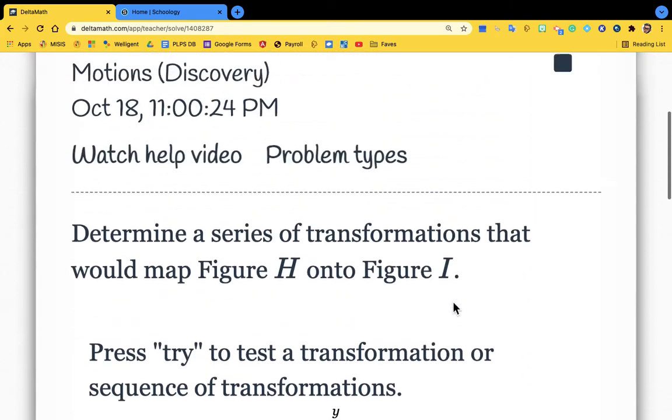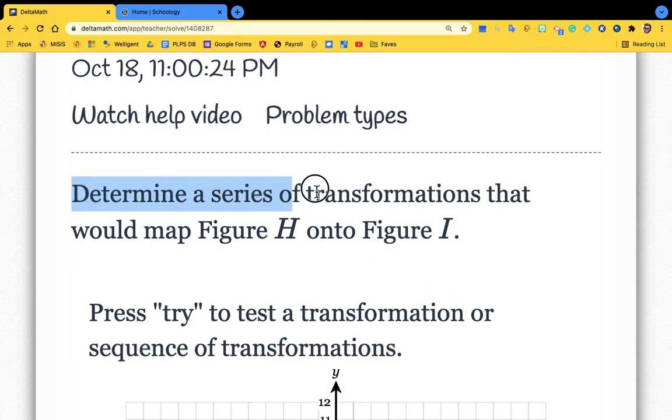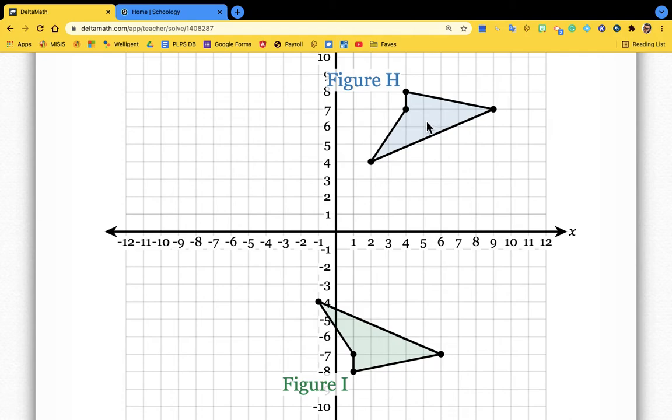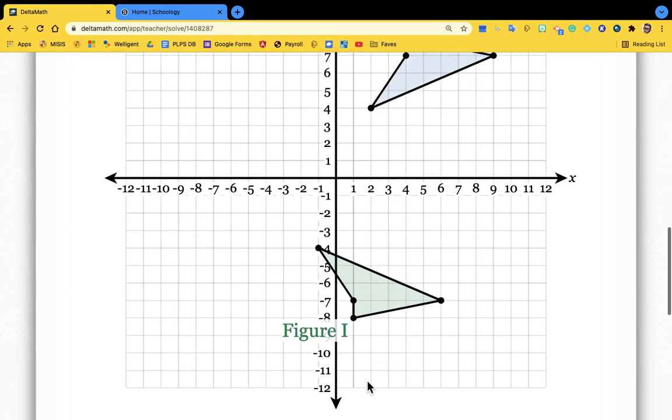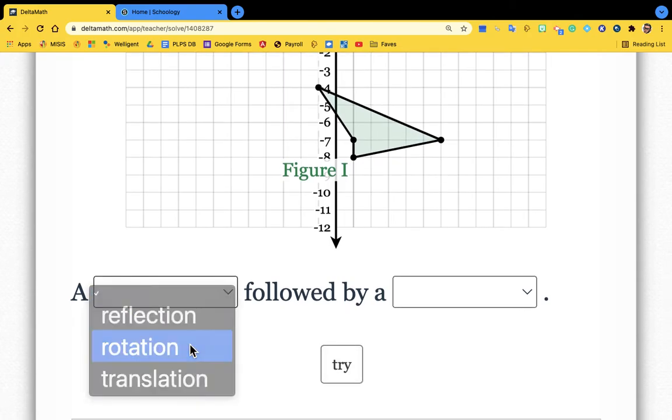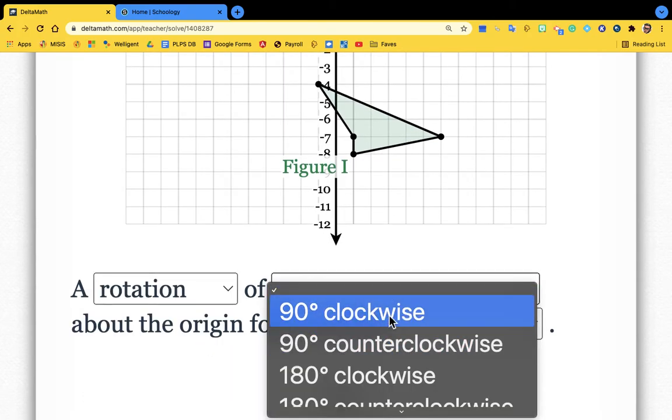Let's try one more. Okay, let's see. Determine a series of transformations that would map figure H onto figure I. So figure H, blue to green. Oh, I notice it's always blue to green so far, so maybe that's a pattern I want to follow. So let's see what I want to do. I think it's another rotation first, right? It's kind of moving this way, 90 degrees, which is one turn clockwise. I'm going to say rotation of 90 degrees clockwise.